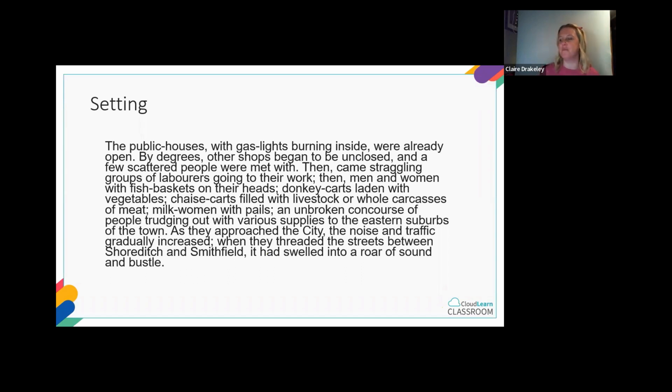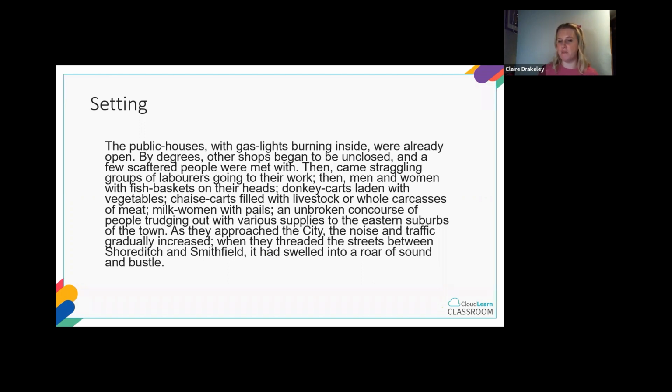Well done. So what about the public houses with gas lights burning inside were already open? Yeah, it could show midday, it could show early in the morning. Chaise carts, yeah. I don't even know how to say that, Meadow, but yeah, that's exactly one of the words that sets it. If it said cars, it would set it immediately in our minds more modern, wouldn't it? Well done, yeah, good picking up on that. Donkey carts, yeah, just don't really get donkey carts now. That really does set its tone, doesn't it?